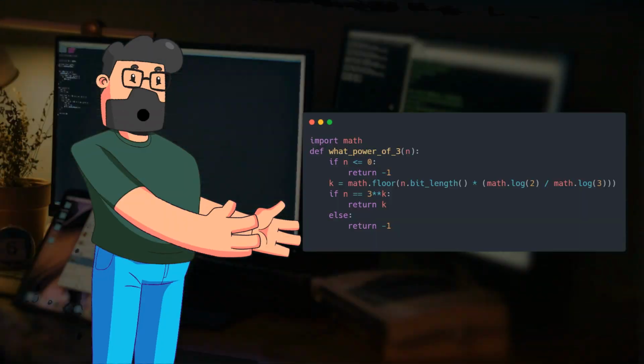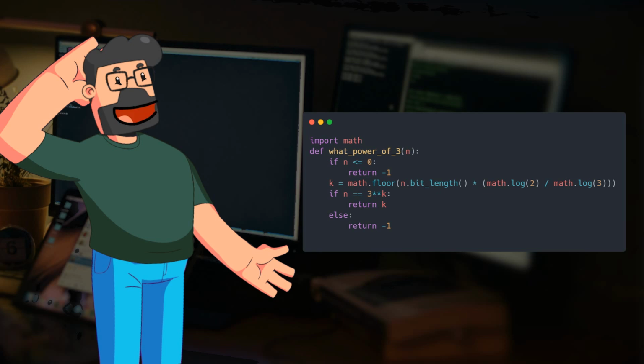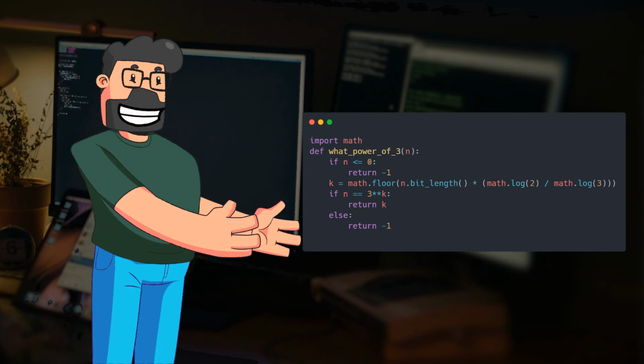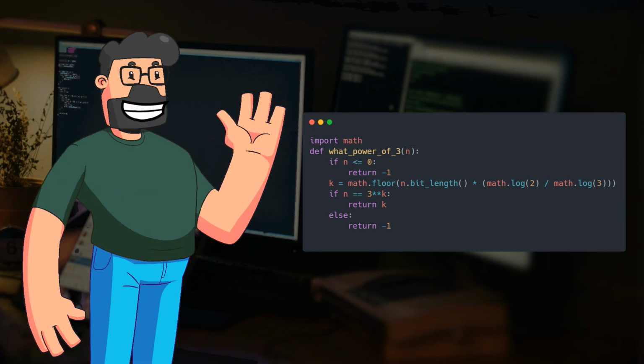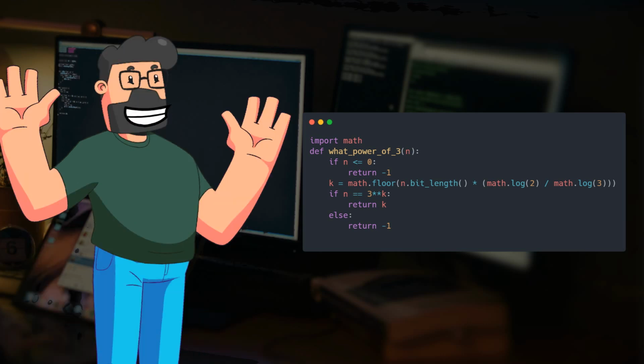Now let's talk about the solution. The code snippet provided earlier offers a clever way to tackle this challenge. By leveraging the bit length of the number and using some mathematical calculations, we can swiftly determine if the number is indeed a power of 3. The function first checks if the number is valid, calculates a potential power of 3 based on the bit length, and then verifies if it matches the original number.